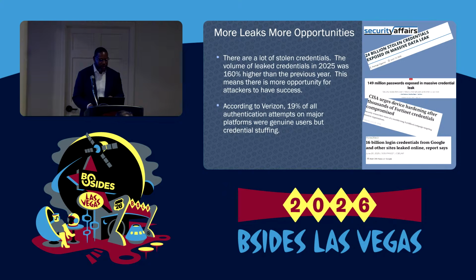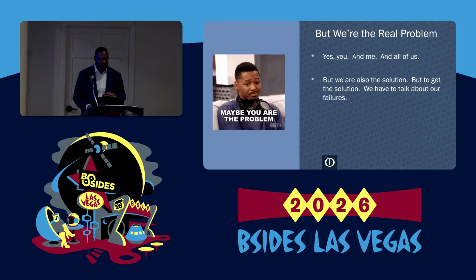And according to Verizon, 19% of all authentication attempts on major platforms are actually not genuine users, but people who are attempting to access using credential stuffing. And so we are at that perfect storm. But the real problem, the real reason why this works is us, right? We are the problem. And that's a good thing, because that also means that we are the solution.